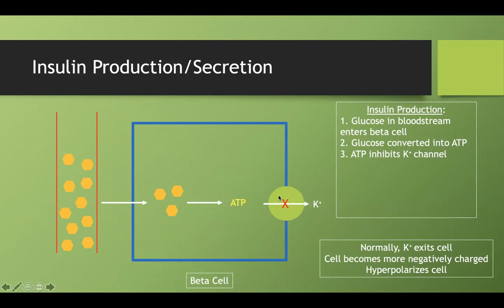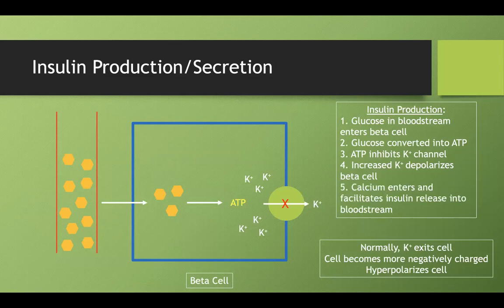ATP, though, blocks this process. And so instead of all these potassium escaping out here, you're going to get potassium building up here. So you're going to get positive charge building up within your cell. This increased positive charge inside the cell will ultimately depolarize your beta cell and cause an action potential. Once your cell's depolarized, calcium is going to enter the cell, and then calcium can actually release insulin into the bloodstream and help with the vesicle release into the bloodstream.